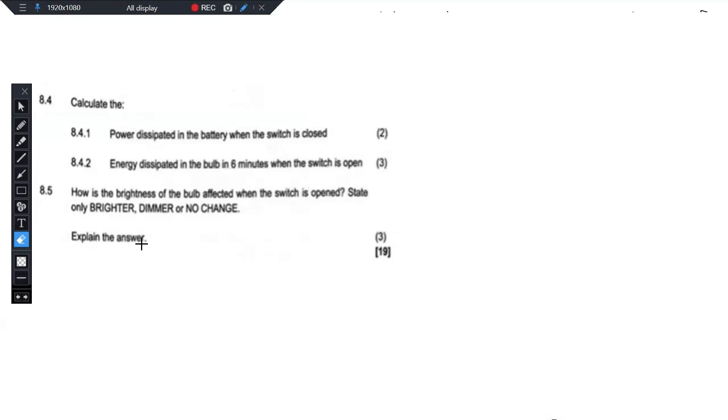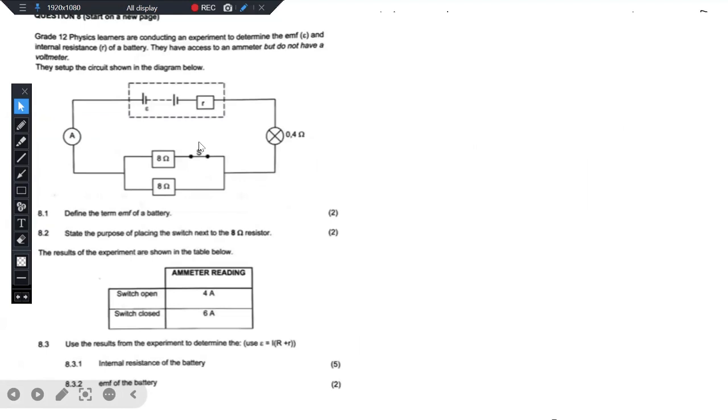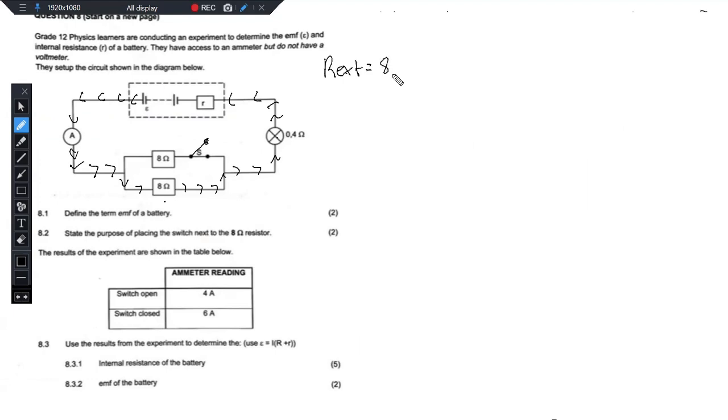8.5 now says, how is the brightness of the bulb affected when the switch is open? State only brighter, dimmer, or no change. Explain the answer. Now let's go back to our circuit and try to figure that out. So they're saying switch S is open, meaning that current is only flowing through the 8 ohm resistor and the bulb. And since there's only one pathway for current to flow, we say these two components are connected in series. Now, what happens if they're connected in series? Our R external increases to 8.4 because we are going to say 8 plus 0.4.